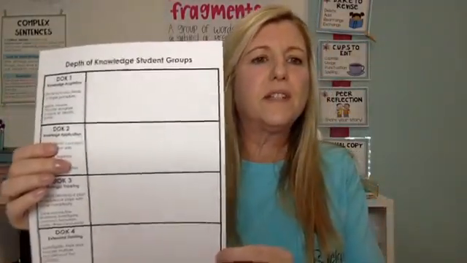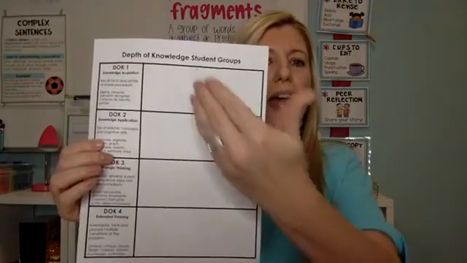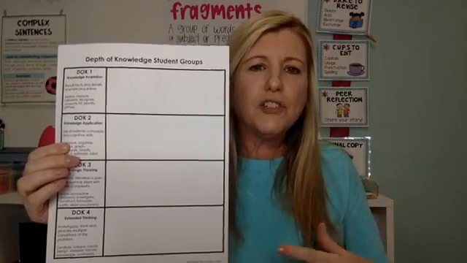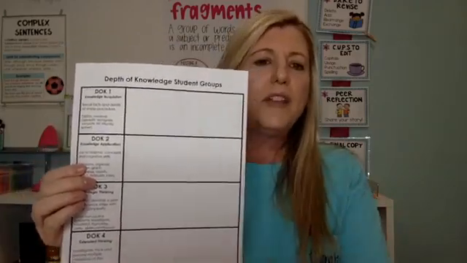This one shows the depth of knowledge for student groups. So you have your different depths of knowledge, and you just take a look at your kids and see where they're at. How are they working for you? And you put them in the different groups, and you can use that whenever you're planning your lessons.